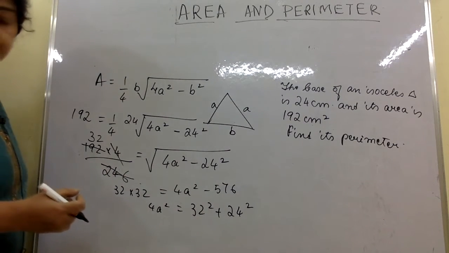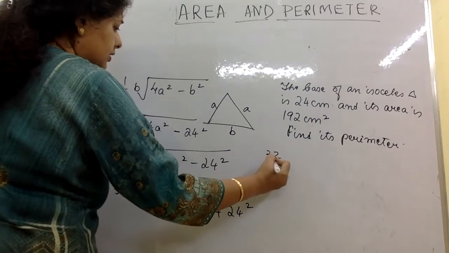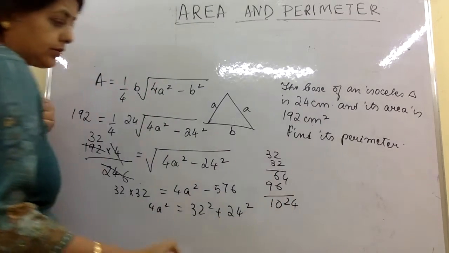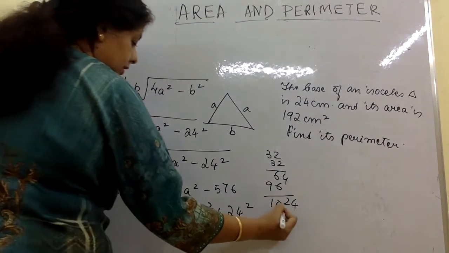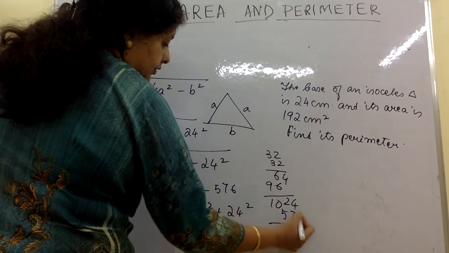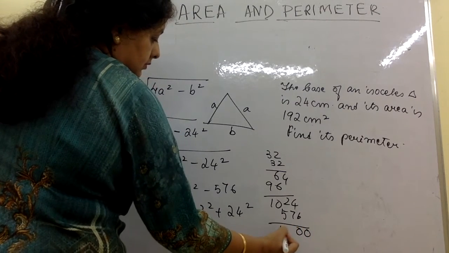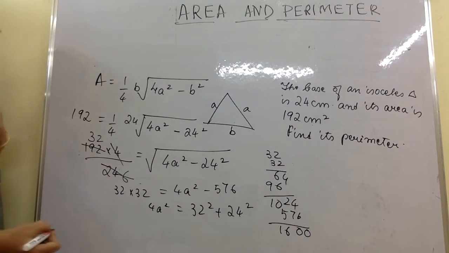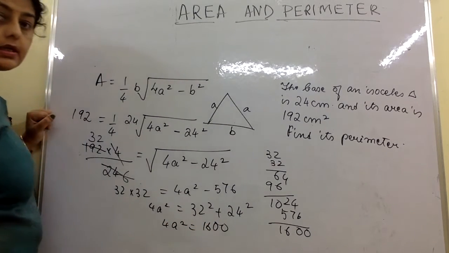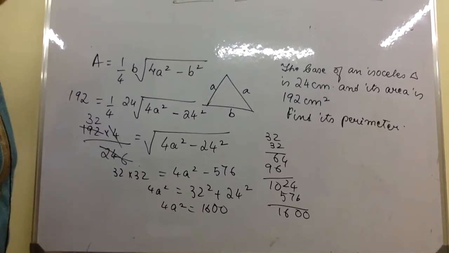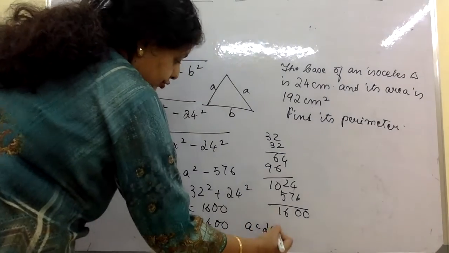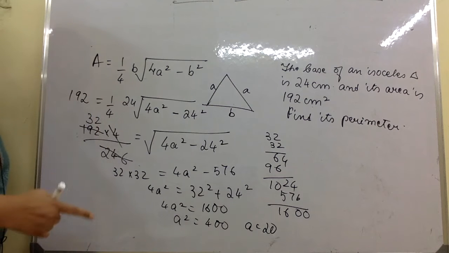32 square, let's find that, 32 into 32, 64, 96, okay, 1024, plus 576. Okay, so that is how much? 1600. That comes to 1600 for 4a square. How much is a square then? A square is 400. Okay, a is equal to 20. That means the equal side is 20 centimeters.